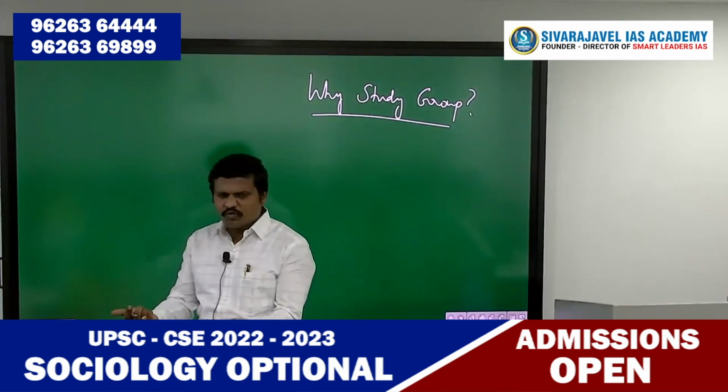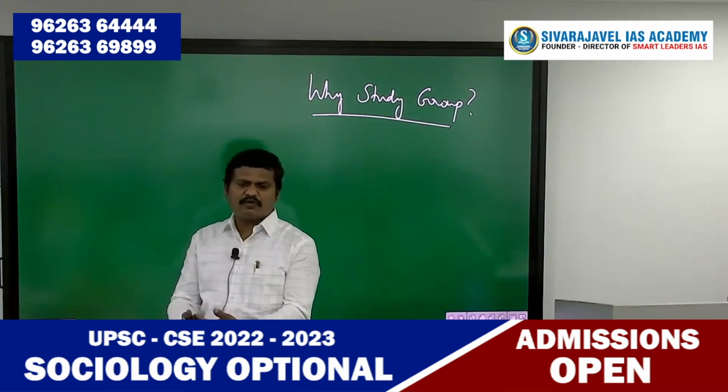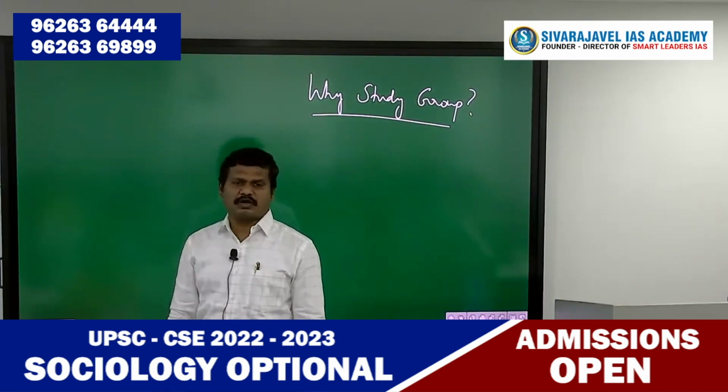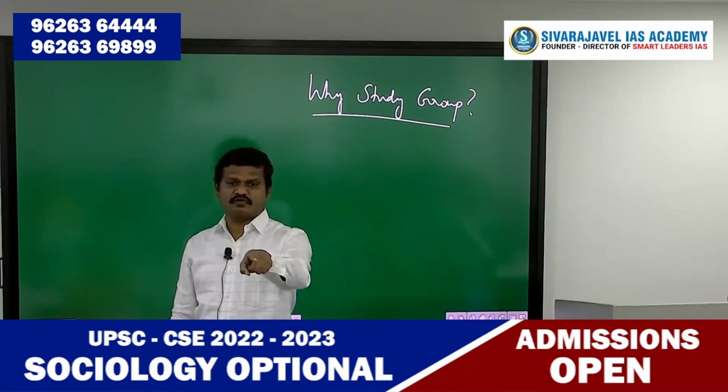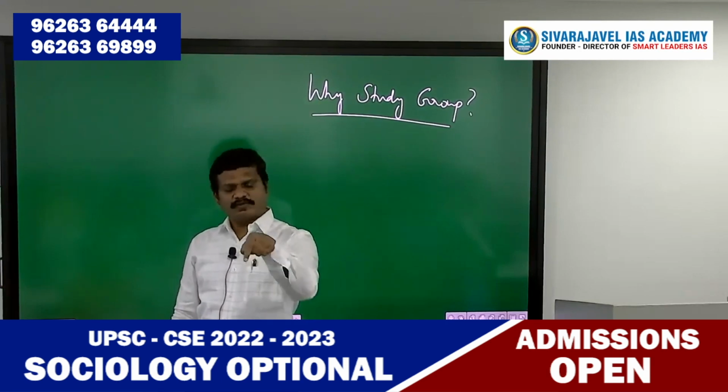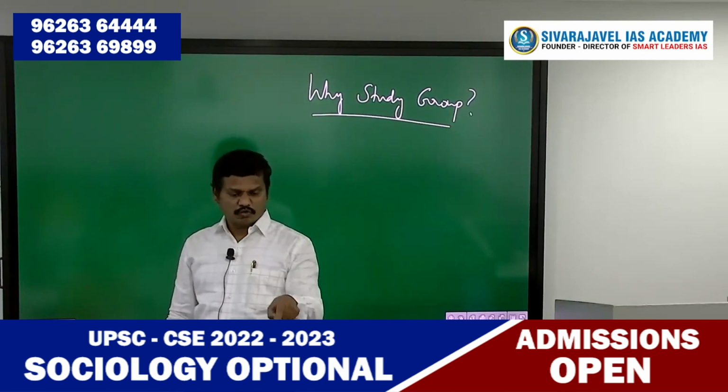So this is about group. Therefore, you cannot say that this is right, this is wrong. It is right in this group, but it is wrong in some other group. What is wrong in some other group is right in this group. So the group is what decides what is right and wrong.